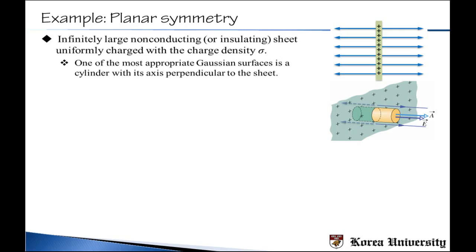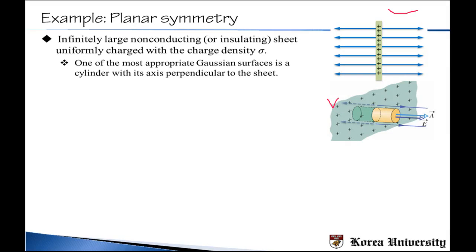Okay, so let's try some examples of using Gauss law to find electric fields. In the first example, assume that we have an infinitely large non-conducting or insulating sheet uniformly charged with the charge density sigma. Okay, this is shown in the figures on the right side. And in this case, one of the most appropriate Gaussian surfaces is actually a cylinder with its axis located perpendicular to the sheet, as shown here.